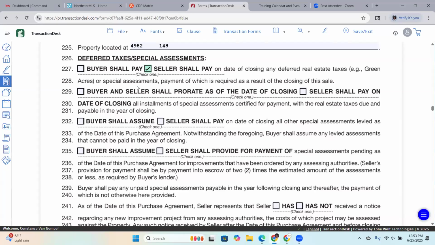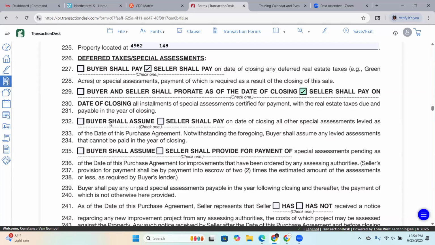And a lot of special assessments I think are always paid now, because the cities charge a large interest. So we're not really coming across them as much as we used to. Once again here, closing date, seller shall pay on closing date. On here, buyer shall assume on day of closing special levies and stuff like that.